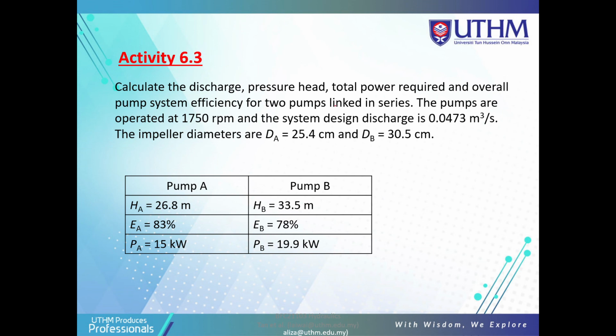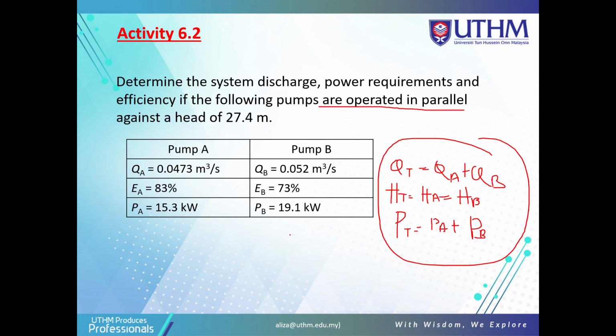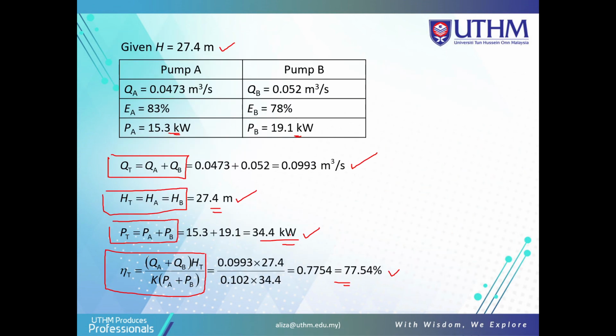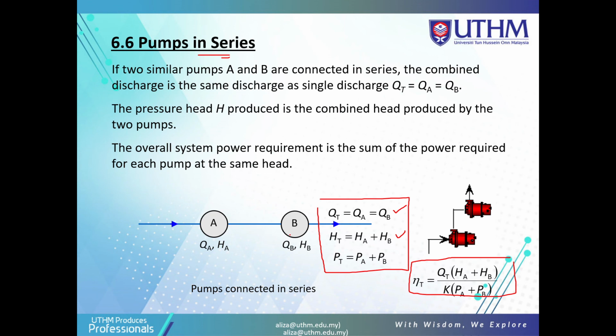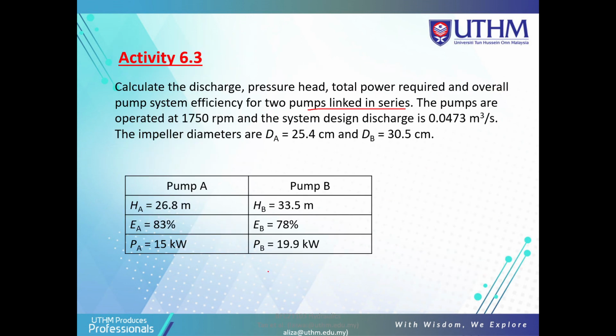Now with the example here, based on pumps linked in series, the properties of pump A and pump B are the same as before, but it is a different question: connected in series instead of in parallel. Find the discharge, pressure, head and total power. So you want to get QT, PT and also HT.